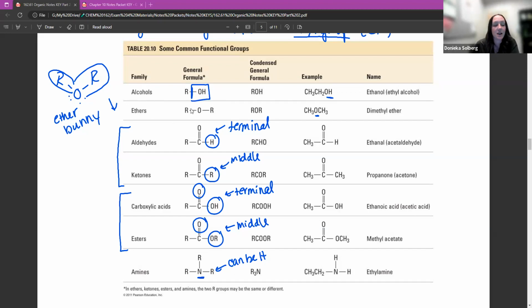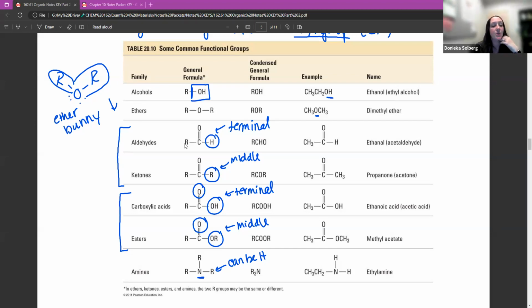Ethers look like this. They have an R group on one side, an oxygen somewhere in the middle, and an R group on the other side. So ROR. So I have a methyl over here, an oxygen, and then another methyl over here. This is an ether. The way that I was taught to remember ethers is that it's an oxygen with two R groups, and it looks like the ether bunny. So that O in the middle is your ether.